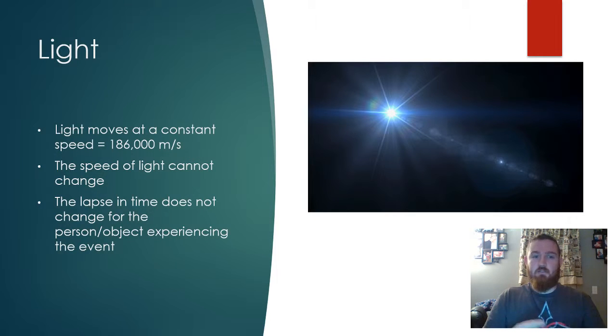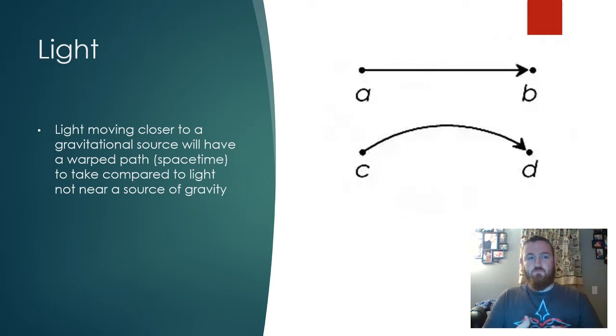So light moves at a constant speed, which you can see there. The speed of light cannot change, and the lapse in time does not change for the person or object experiencing the event. And that includes light, if light is the object. So light moving closer to a gravitational source is going to have a warped path, which you see in the image here. So C to D is that warped path, or space-time being curved.